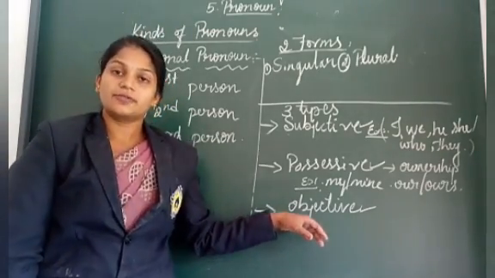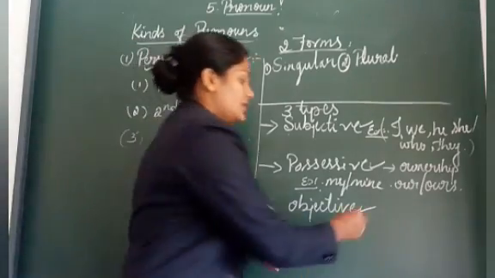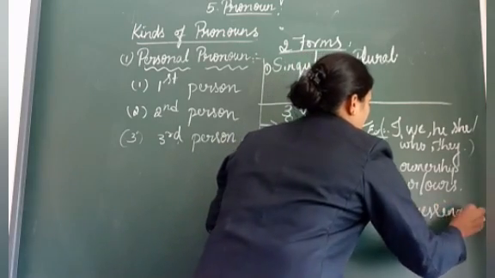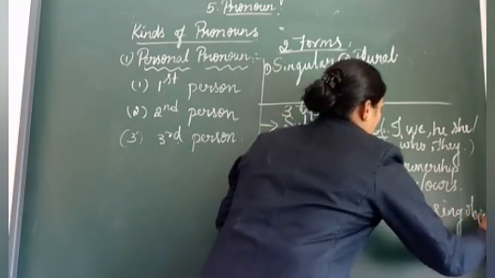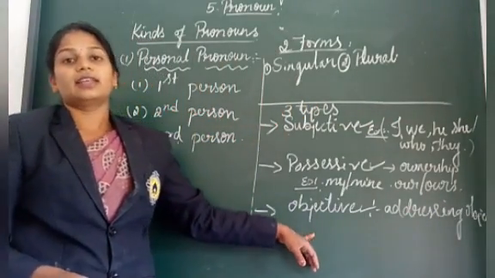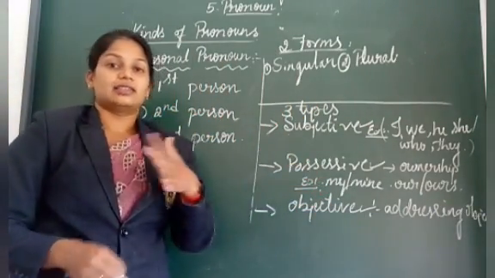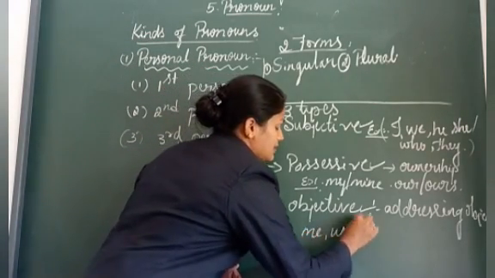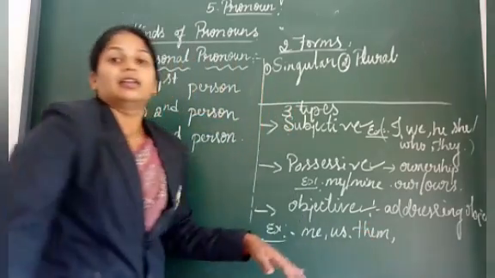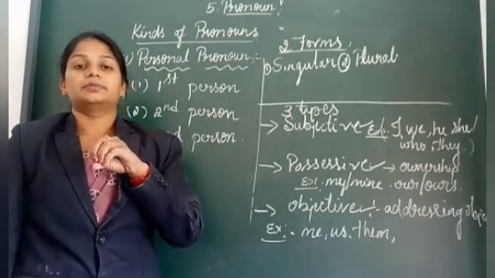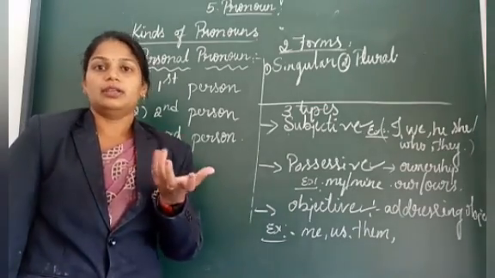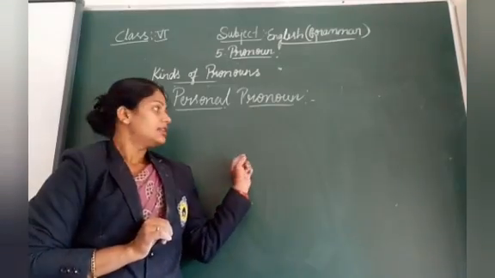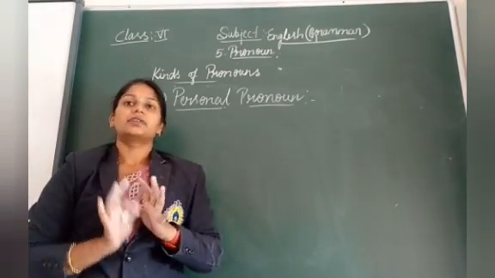Then objective. Objective is used for addressing objects. Okay, clear? For example, me, us, them, her, whom, like that. Okay, clear? Let's see the three different personal pronouns.